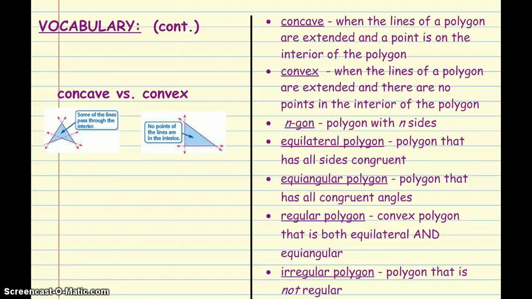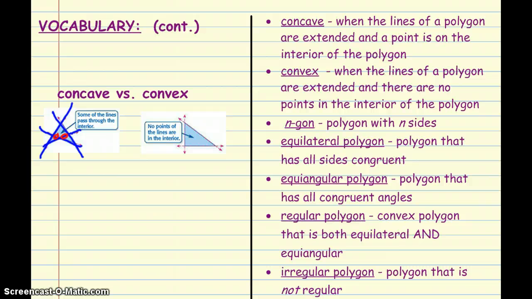Okay. So here's where I said there's lots of vocabulary, which is typical of geometry. The first one to talk about is a polygon that is concave. It's when you take the sides of a polygon and you extend them so they go past each other. And if there's a point inside the polygon, we call that a concave polygon. So if you look over here on the left-hand side, here's examples. If you extend those side lengths, these points right here in the middle of the polygon that go through the middle of the polygon are what make this concave.